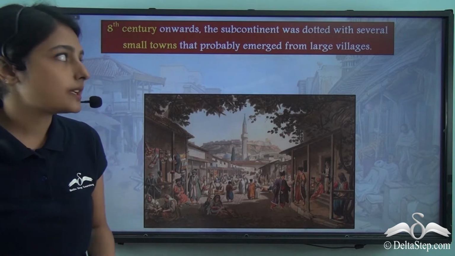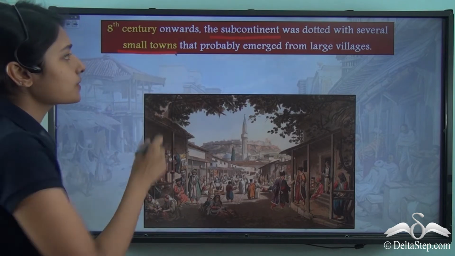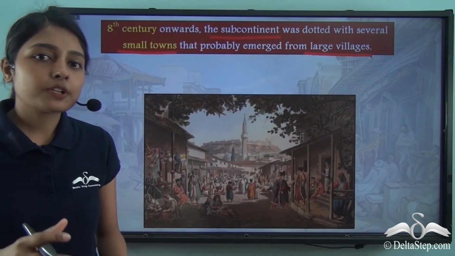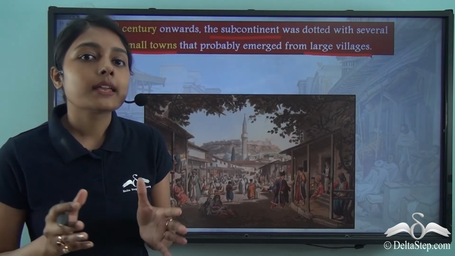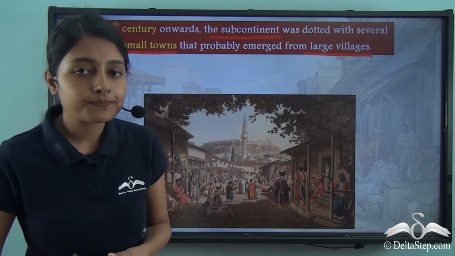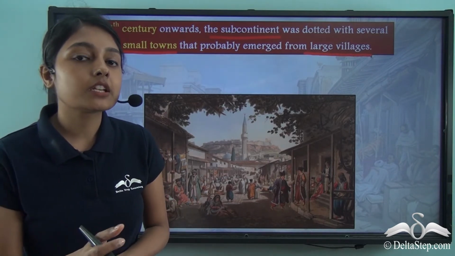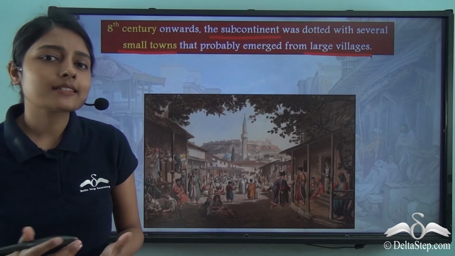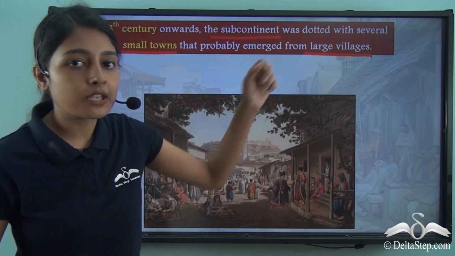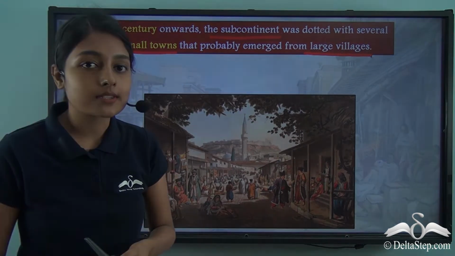Around the 8th century, the Indian subcontinent was dotted with several small towns that probably emerged from large villages. Previously, large villages were prevalent, and a lot of people used to stay together in them. But scarcity of resources is a major reason why people migrate from one place to another. In search of a better living, in search of livelihood, people started coming from these large villages and forming small towns.